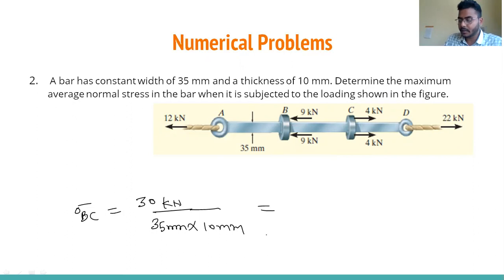And this value is coming 87. Sorry, 85.7 Newton per mm squared. You have to just multiply with 10 to the power 3, it will become Newton, and then we can find this one. 85.7 Newton per mm squared, right?